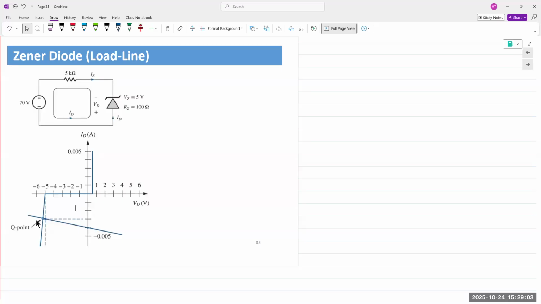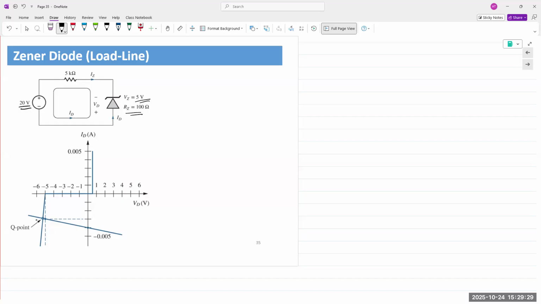So in this case, we are trying to analyze the Zener diode using load line analysis, which is a graphical technique. The circuit conditions or the parameters provided are that we have a 20 volt source. The Zener diode is rated for 5 volts. The resistance of the Zener diode is 100 ohms. And then, of course, it's operating in reverse bias.